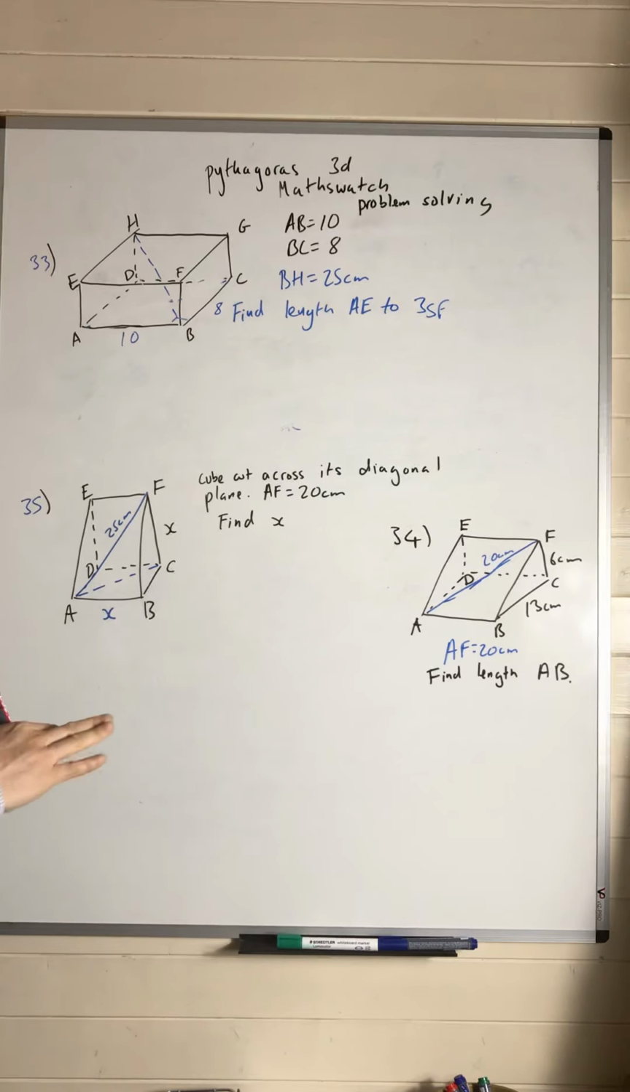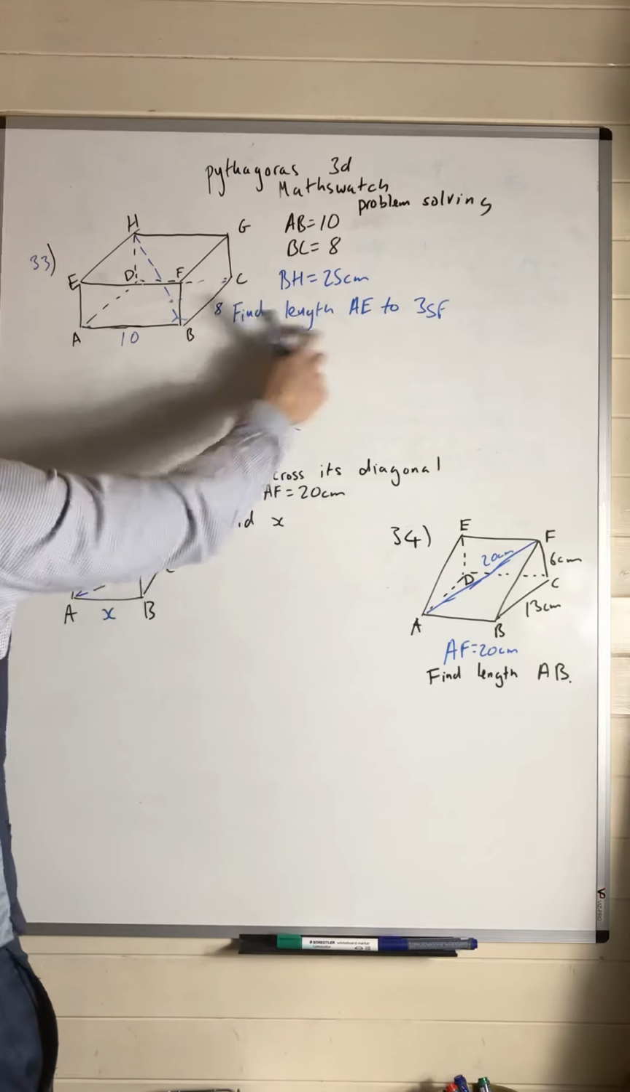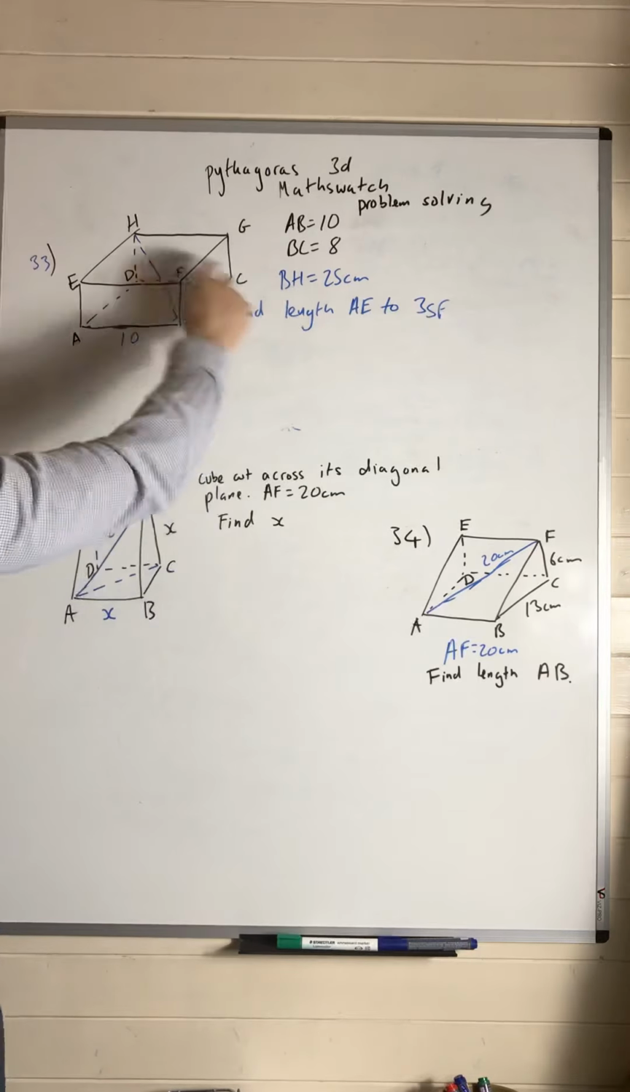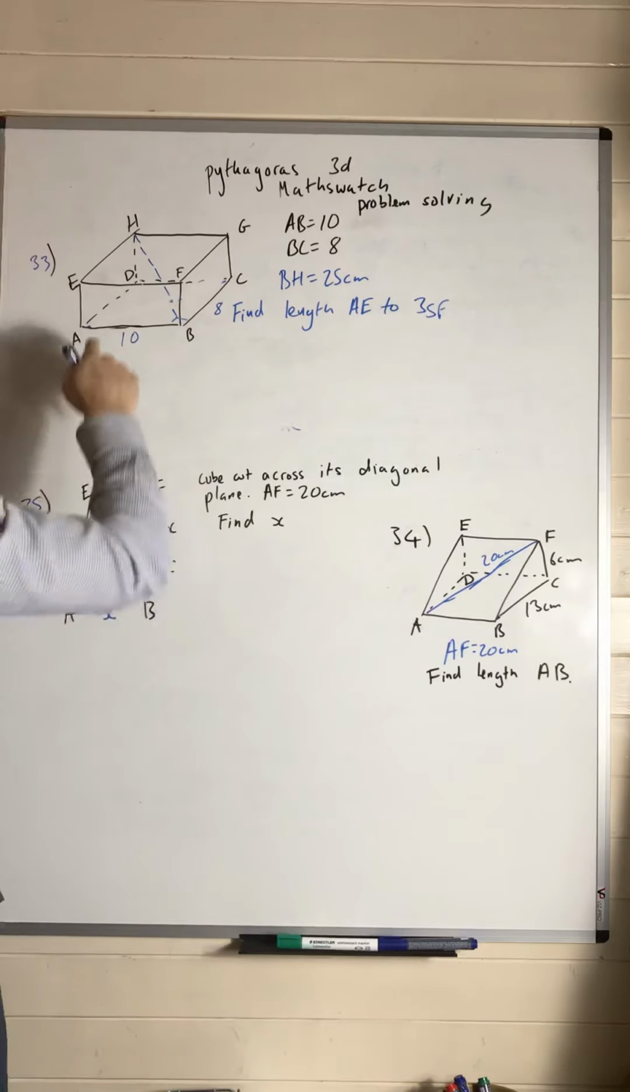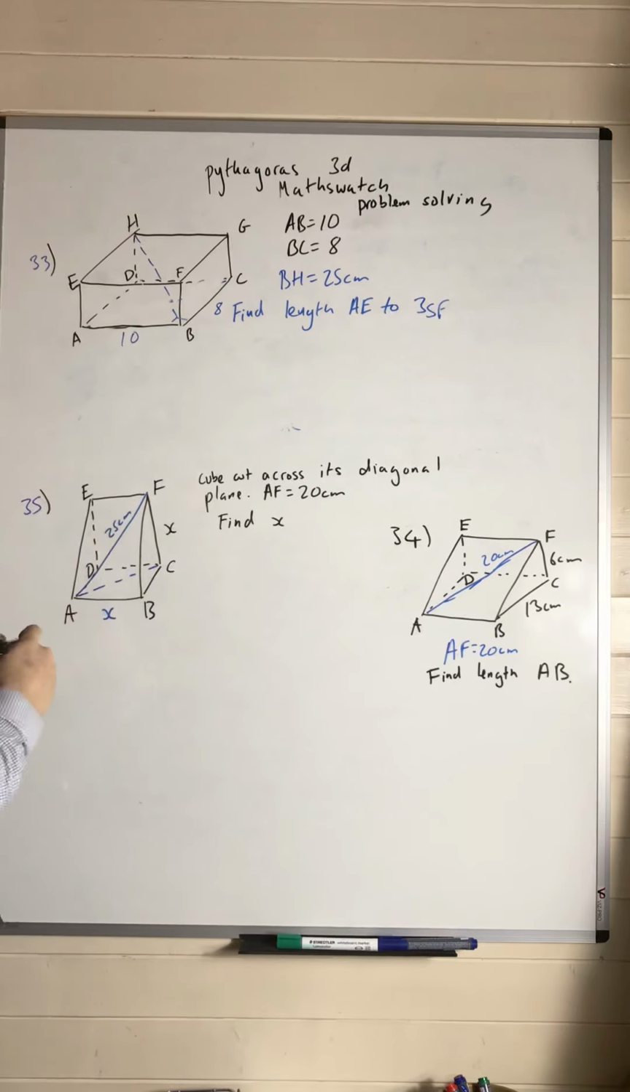I'm going to go through three Pythagoras 3D questions that are on your homework: Question 33, 34 and 35, which would hopefully help with your trig as well. First question here is visualising a shape in 2D in a 3D dimension. You need to find length AE, which is this one. You've been given BH equals 25 and AE is going to be the same as DH. Hopefully you can spot that.